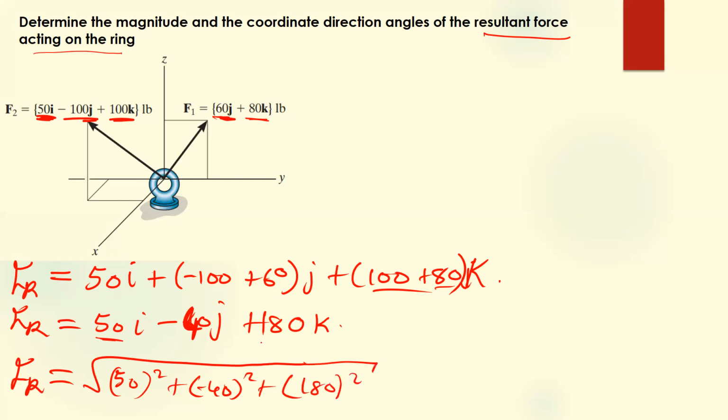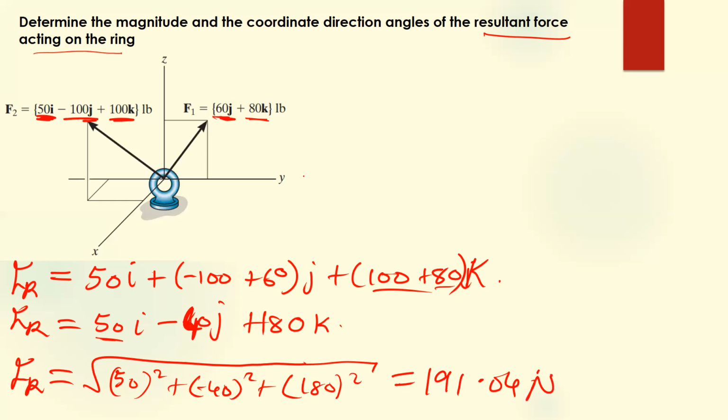And when you do the squaring there, you have 50 squared, then plus 40 squared, then you have plus 180 squared. Then you find the square root of the answer. You're going to get the solution as 191.04. So this is going to be your force.